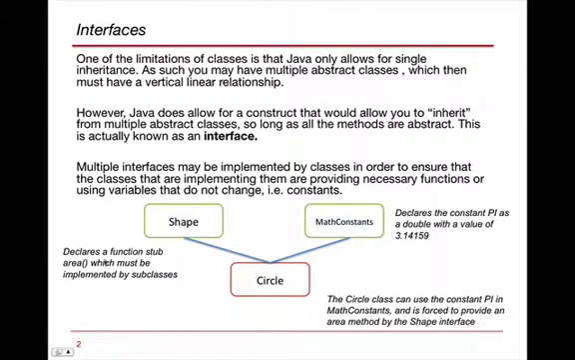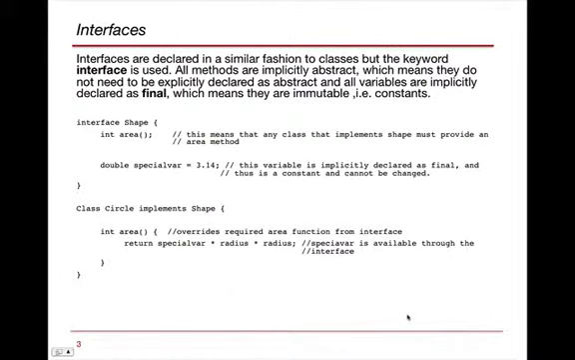I have shape, which, as we had seen before, declares a function stub called area, which must be implemented by subclasses. So since circle extends shape, it must provide an area method. And then I have this other one called math constants, which declares this constant pi, which actually is already created for you, but I'm just using it as an example. Java does have a math constants interface already. The circle class can use the constant pi in math constants and it is forced to provide an area method by the shape interface. So how does this look?